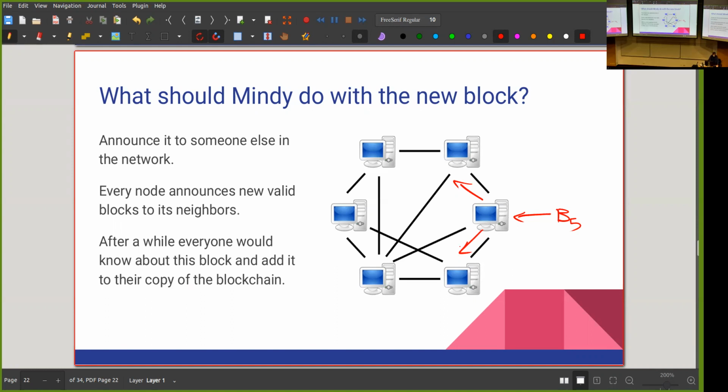OK. So if you look at the whole protocol from the point of view of the participants, of the computers in the network, if you're not a miner and if you're not doing any transactions, all you do is that you listen for new transactions and you listen for new blocks. And whenever you hear a valid new transaction or a valid new block, you would just tell all of your neighbors about it. OK. And of course, whenever you hear about a new valid block, you would just add it to the end of your own copy of the blockchain.